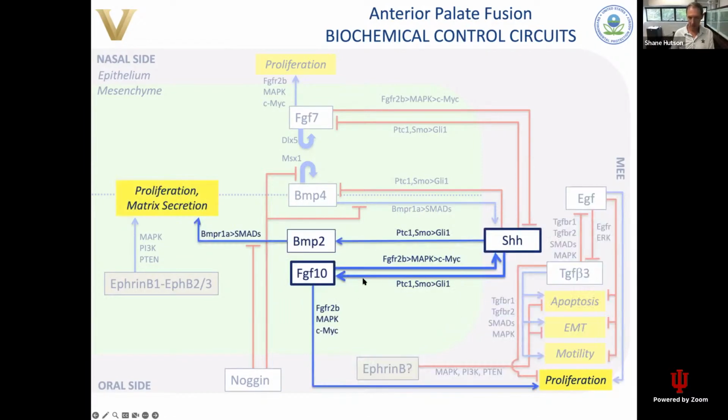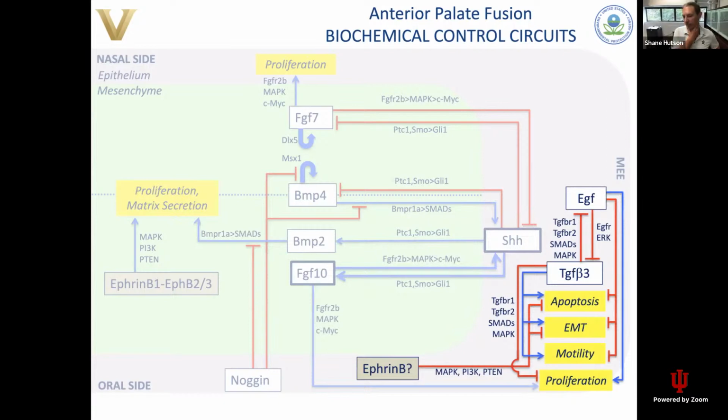And FGF10 is also linked to proliferation. So we're going to have this positive feedback loop where the mesenchymal cells in the palate and the epidermal cells in the palate are both encouraging one another to grow. And so they'll grow together and the palate shelves will grow, right? And keep the right amount of epithelium for the right amount of mesenchymal cells as they go.